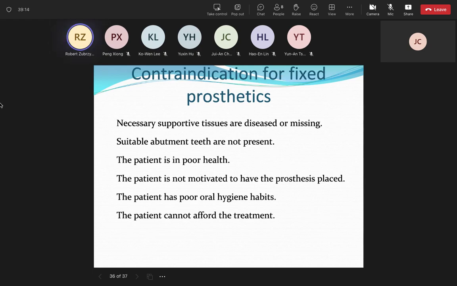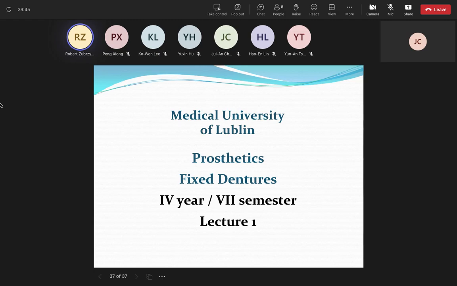So what are contraindications? Necessary supportive tissue is diseased or missing. Suitable abutment teeth are not present. The patient is in poor health. The patient is not motivated to have the prosthesis placed. The patient has poor oral hygiene habits, and the patient cannot afford the treatment costs. So those are indications and contraindications.